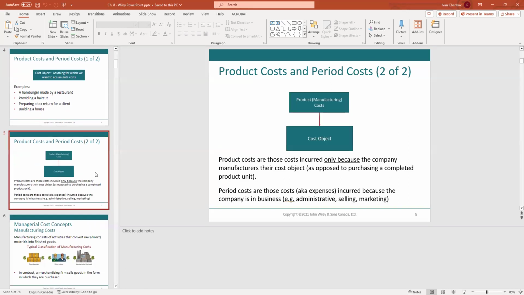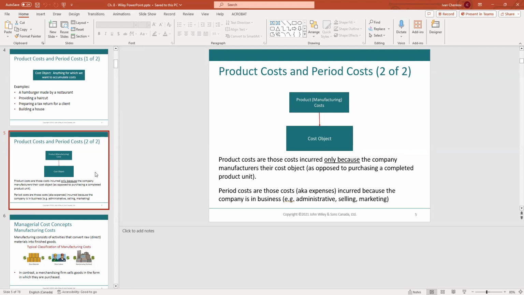Which are those costs? We're going to have a product cost, and for the product cost, we have to have a cost objective. The product cost objective is the one to produce the product. For that reason, since we have the product cost, those costs will be only and only related to our product, which will be for the manufacturing company.